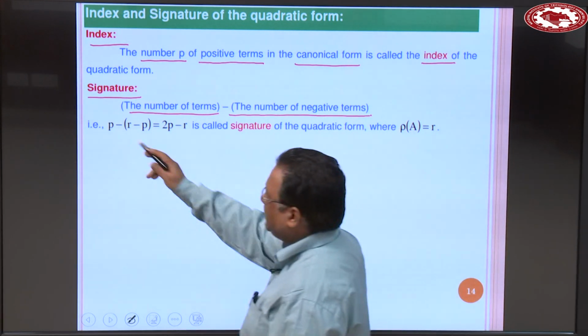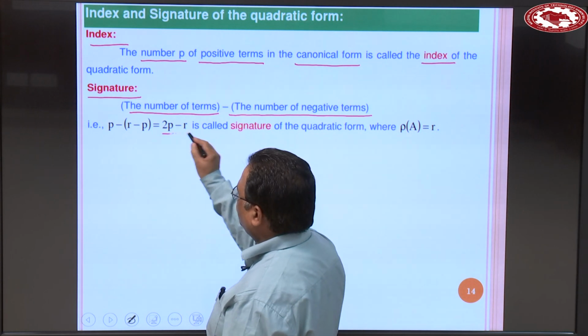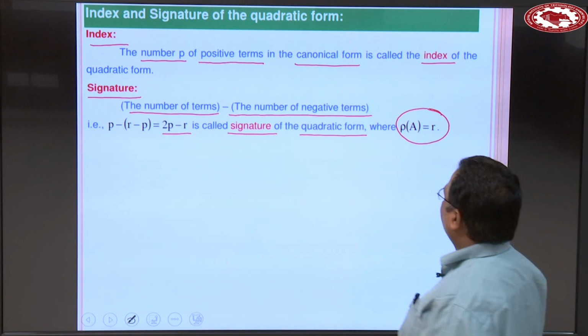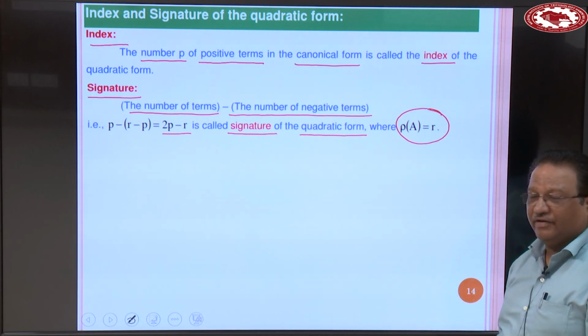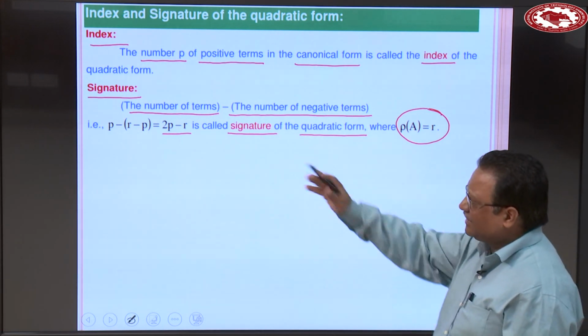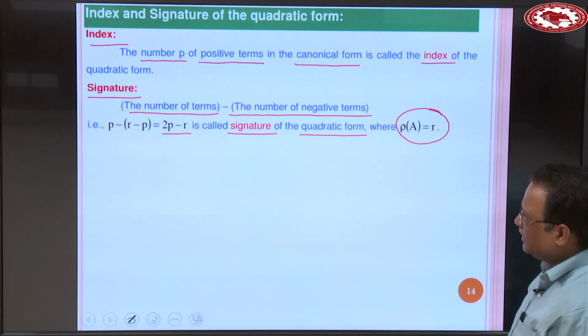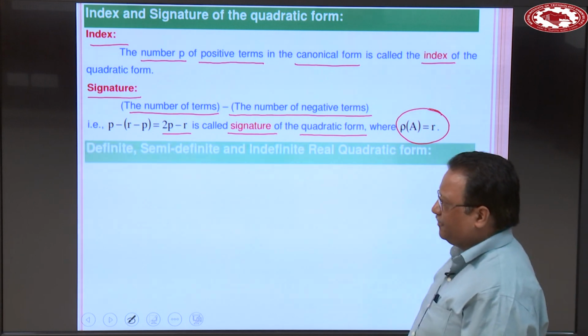That is P minus R minus P, means 2P minus R, is called signature of the quadratic form, where rank of A is equal to R. You just remember what is signature. Okay? The number of positive terms minus number of negative terms is called signature of the quadratic form.